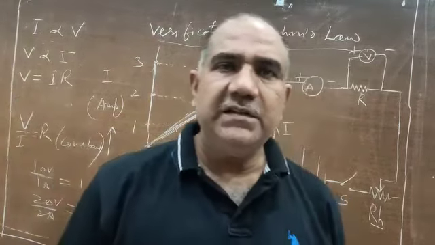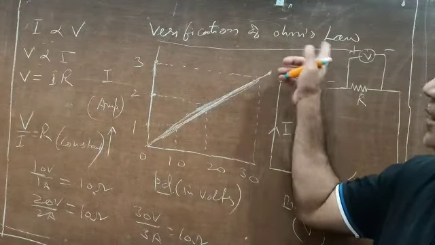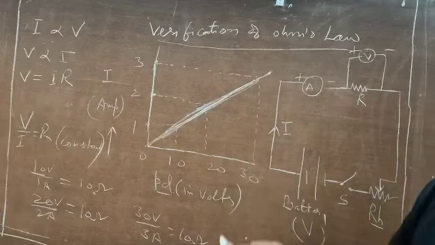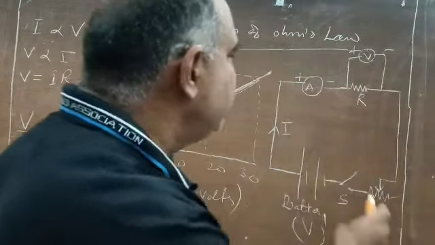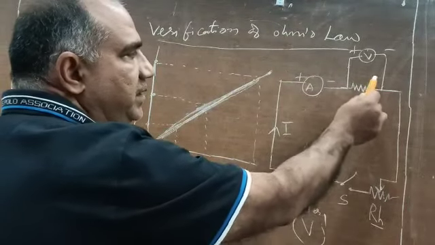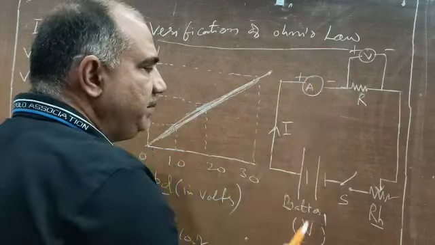In today's class, we will study verification of Ohm's law. That is, how Ohm's law is to be verified. For this, the necessary setup is like this. You just put one resistance. In parallel to that, put one voltmeter. In series with the resistance, put an ammeter.